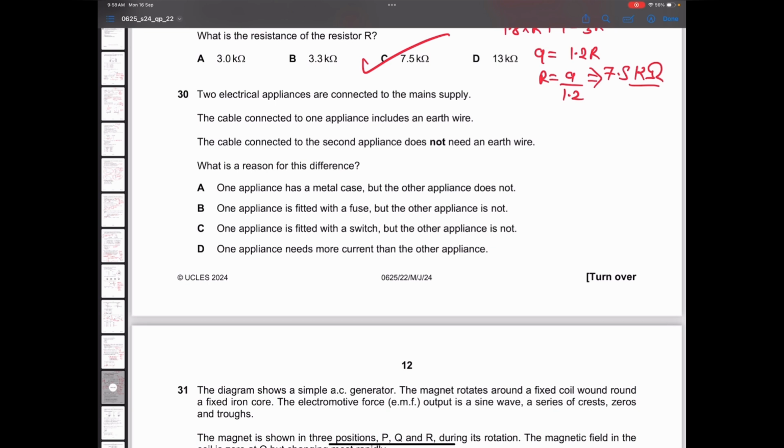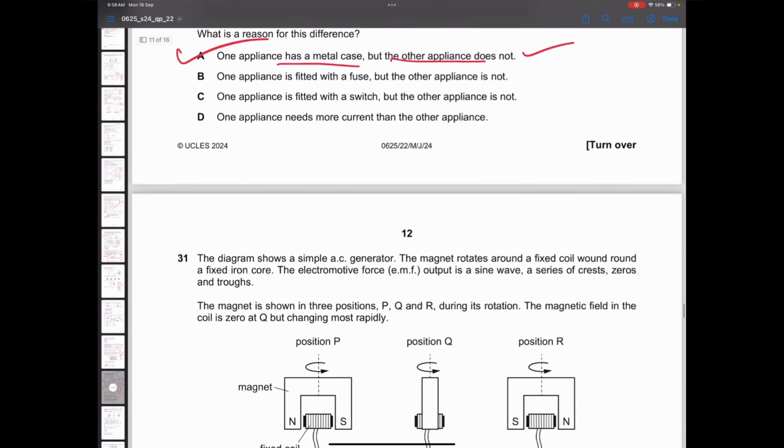Do we have an option like that? Yes. One appliance has a metal case, but the other one does not. Option A is correct. Next question.